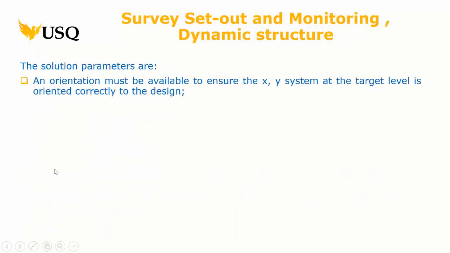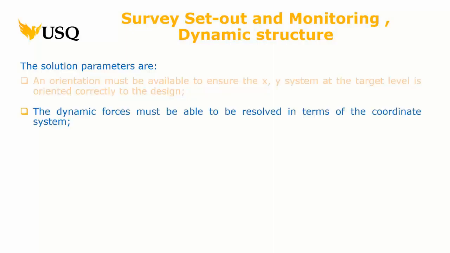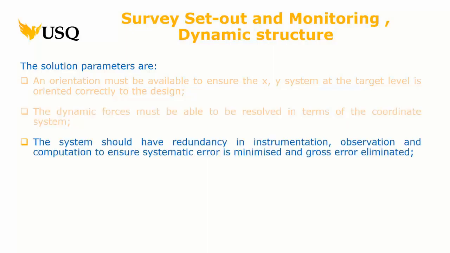Okay, so when you think about a normal surveying problem, you want some sort of orientation. Now, we're not talking about north-south here. We're talking about orientation to do with the design, which is related to your control on the base. You need to be able to resolve those dynamic forces. So the wind pressure needs to be resolved in terms of a coordinate system, X, Y, Z, impact. So you're really talking about a vector in space.